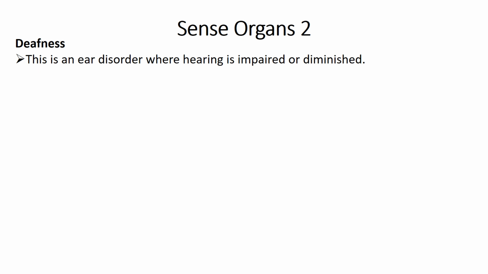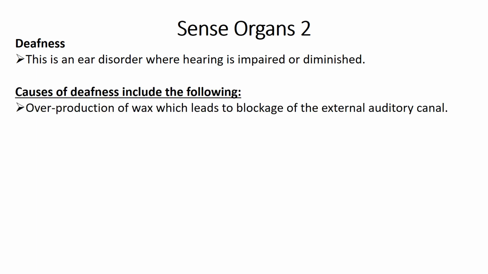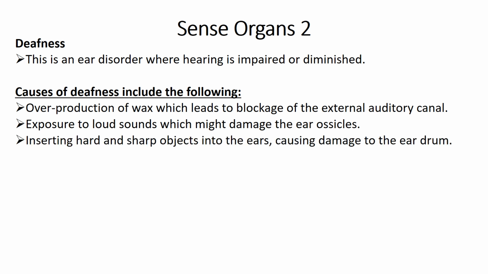Defects of the ear: we're talking about deafness. Deafness is an ear disorder where hearing is impaired or diminished, where you cannot hear or you can't hear properly. You need something to be loud for you to hear. Causes of deafness include the following: overproduction of wax, which leads to blockage of the external auditory canal. If your ear is producing too much wax such that the external auditory canal is blocked, then you can be deaf. Also exposure to loud sounds, which might damage the ear ossicles.